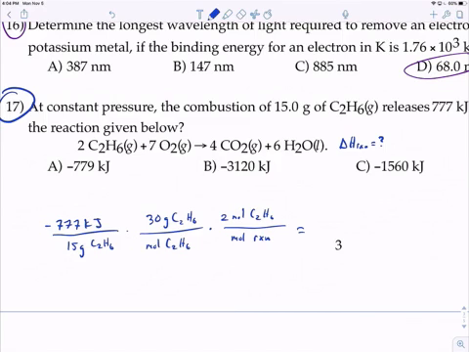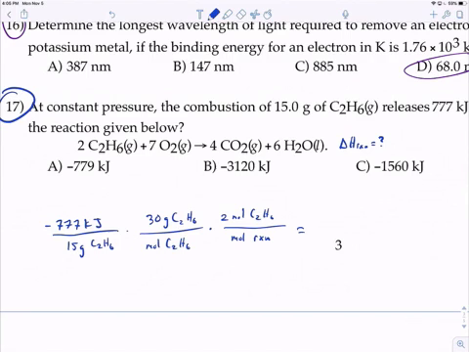Multiply this by 30 grams to get the moles. So now the grams cancel, and this is the energy per mole. But there are 2 moles of ethane for the reaction, so we multiply by 2 because of that. And 30 divided by 15 is 2, so we're multiplying by 4. The answer is B.